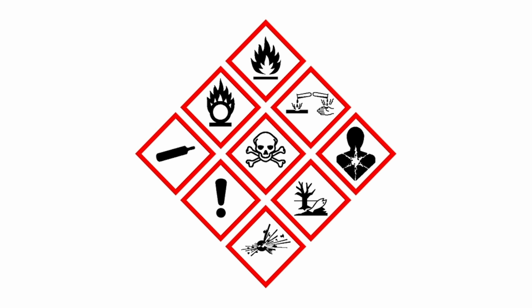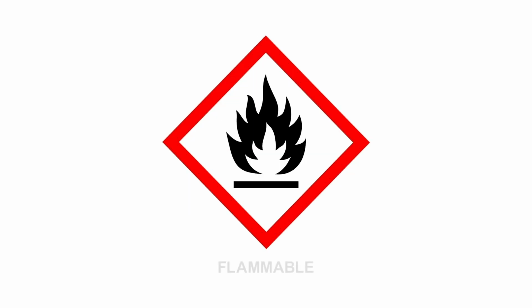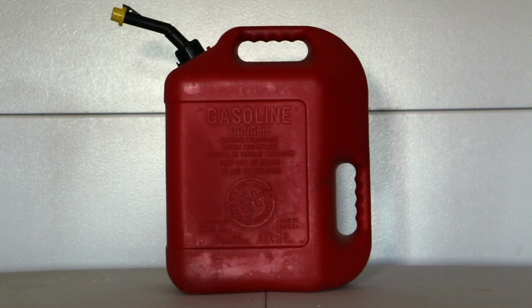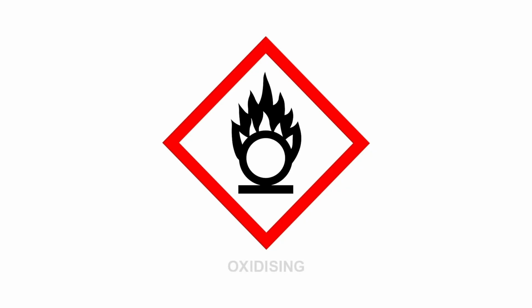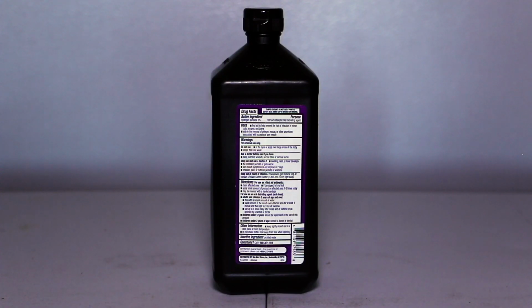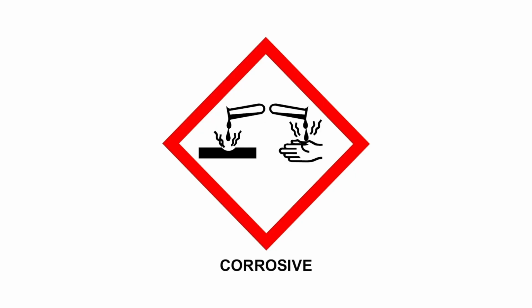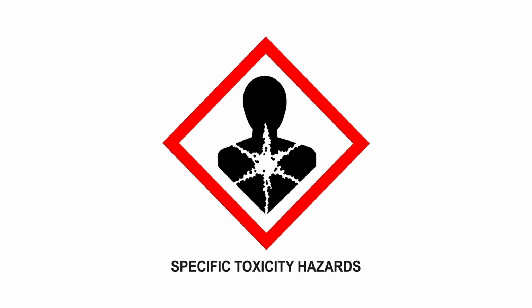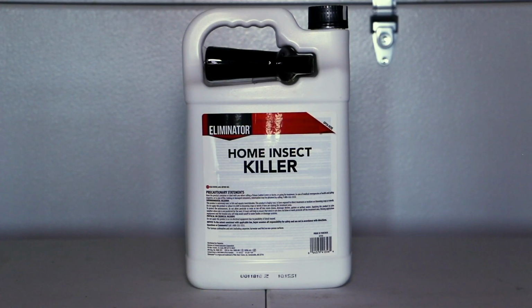Pictograms are graphical compositions intended to convey specific hazard information. This one stands for flammable contents, and this one stands for explosives. Think items like gasoline that you would use at home. This one stands for oxidizers, which would be like hydrogen peroxide. This one stands for corrosives. This would be like a household drain cleaner. This one stands for specific toxicity hazards, which would be the same as using pesticides at your home.